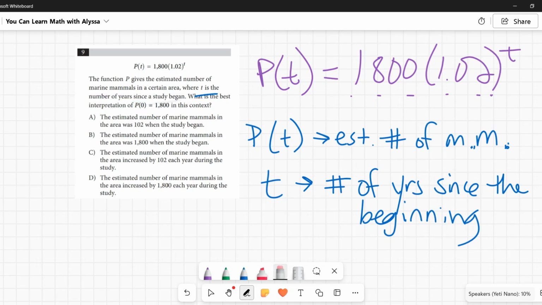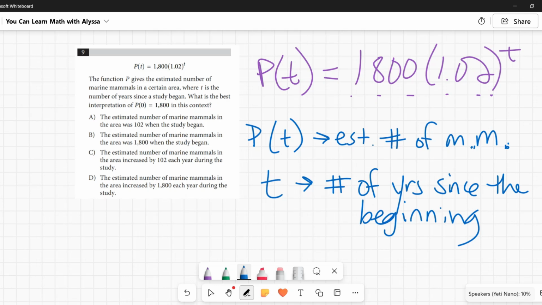Now their question is, what is the best interpretation of P of 0 equals 1800 in this context? Anytime you see what is the best interpretation, you should read all 4 of the options. And be aware that when they ask for the best, you may find more than one that could fit. And again, you want the best one, the one that fits the best.